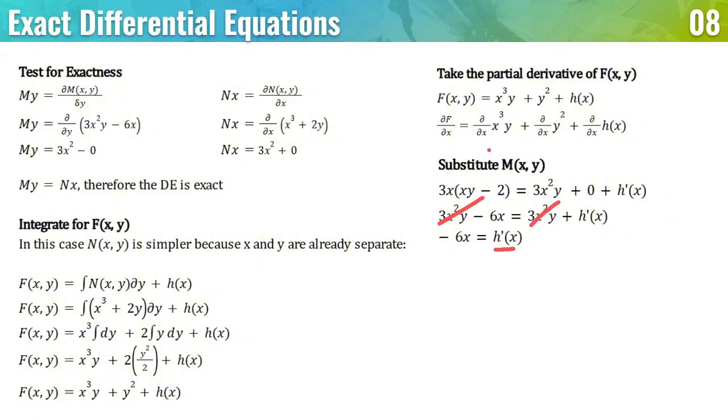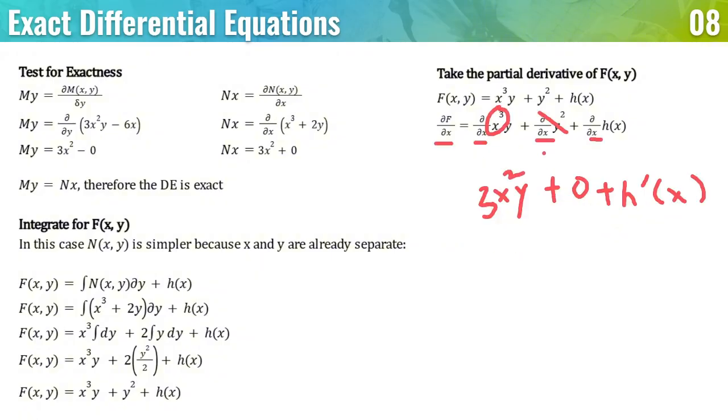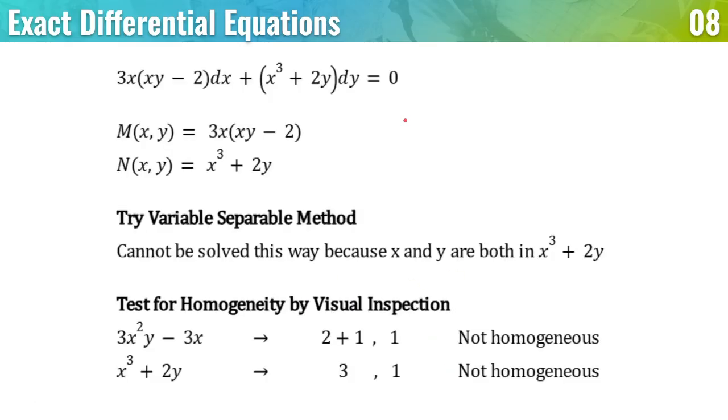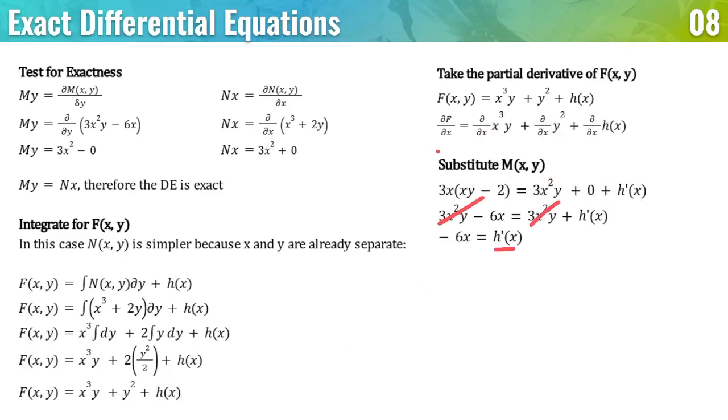So after getting that, let's go back here. You can see that on the left hand side, we still have this. Integrating the function with respect to x partially basically gives us only this part, since this is the only part with the x, or at least this is what it represents. So going back, we get 3x times xy minus 2, which simplifies to 3x squared y minus 6x.